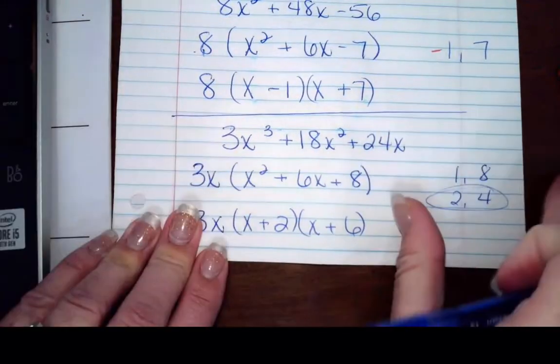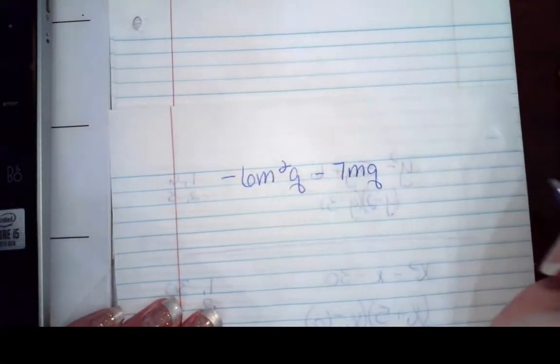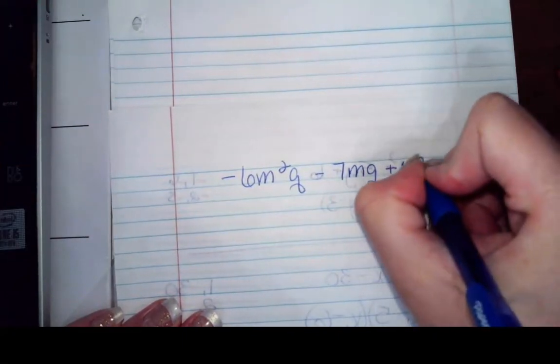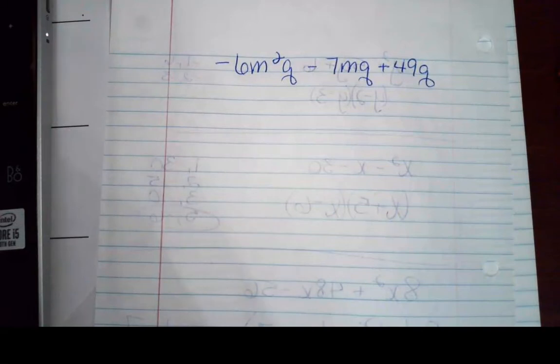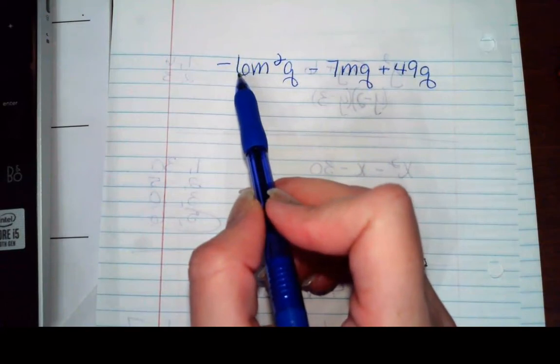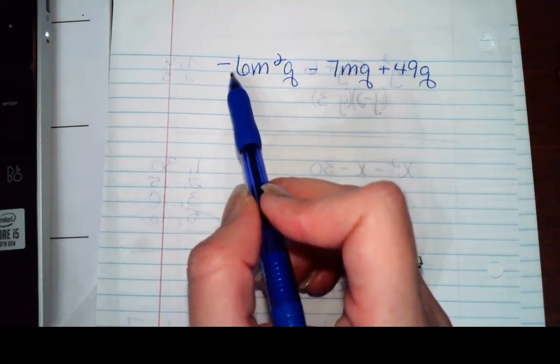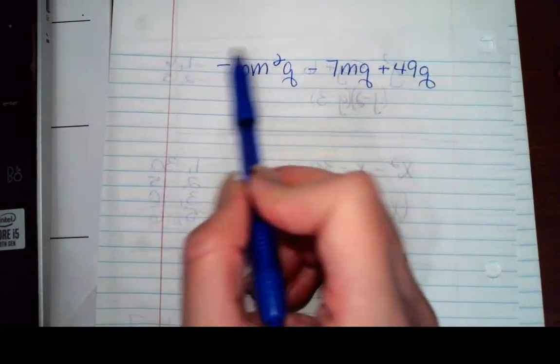Okay? And then our final example of this video is going to be a -6m squared q minus 7mq plus 49q. Okay? So I would like to know what's the first thing I do every time I factor. I see if there's something common. I also want to pull out whatever it is. If there is something common, I'm going to pull out a negative, because I don't ever want to lead off negative.